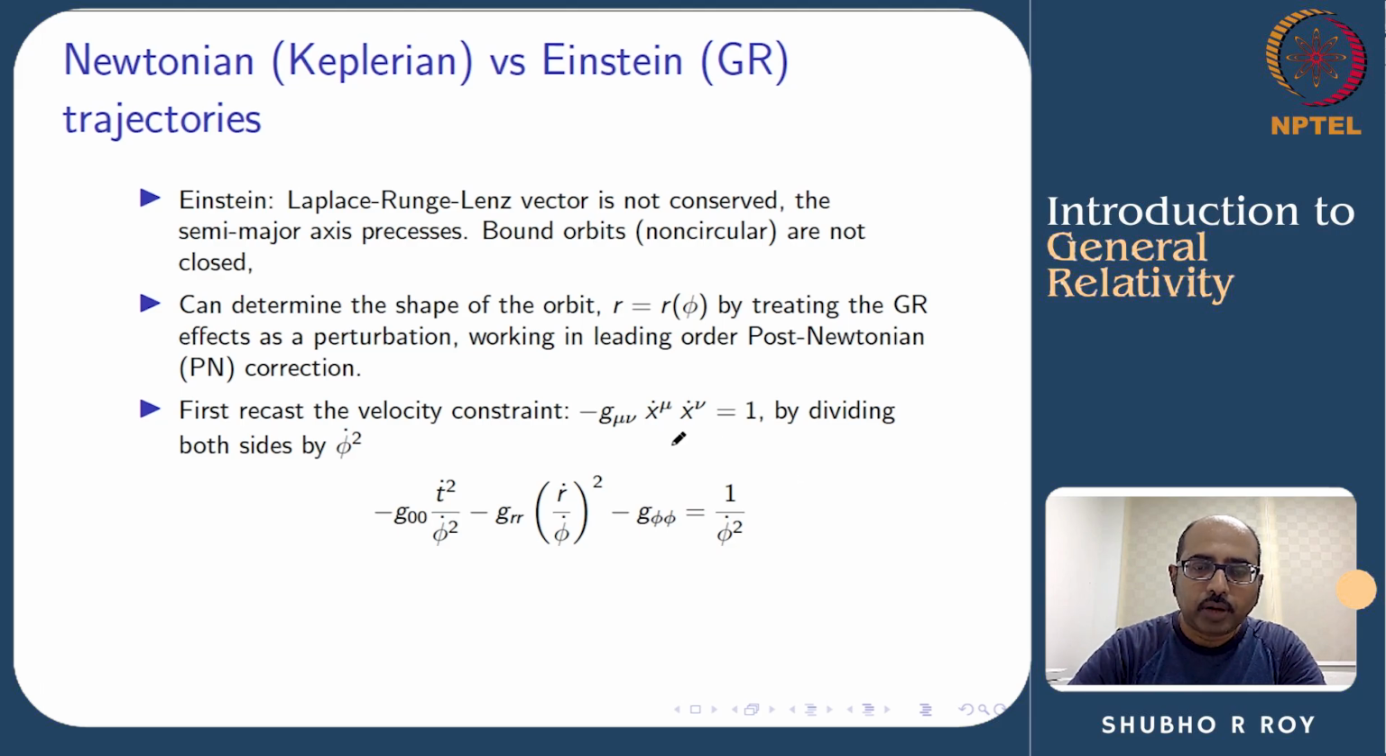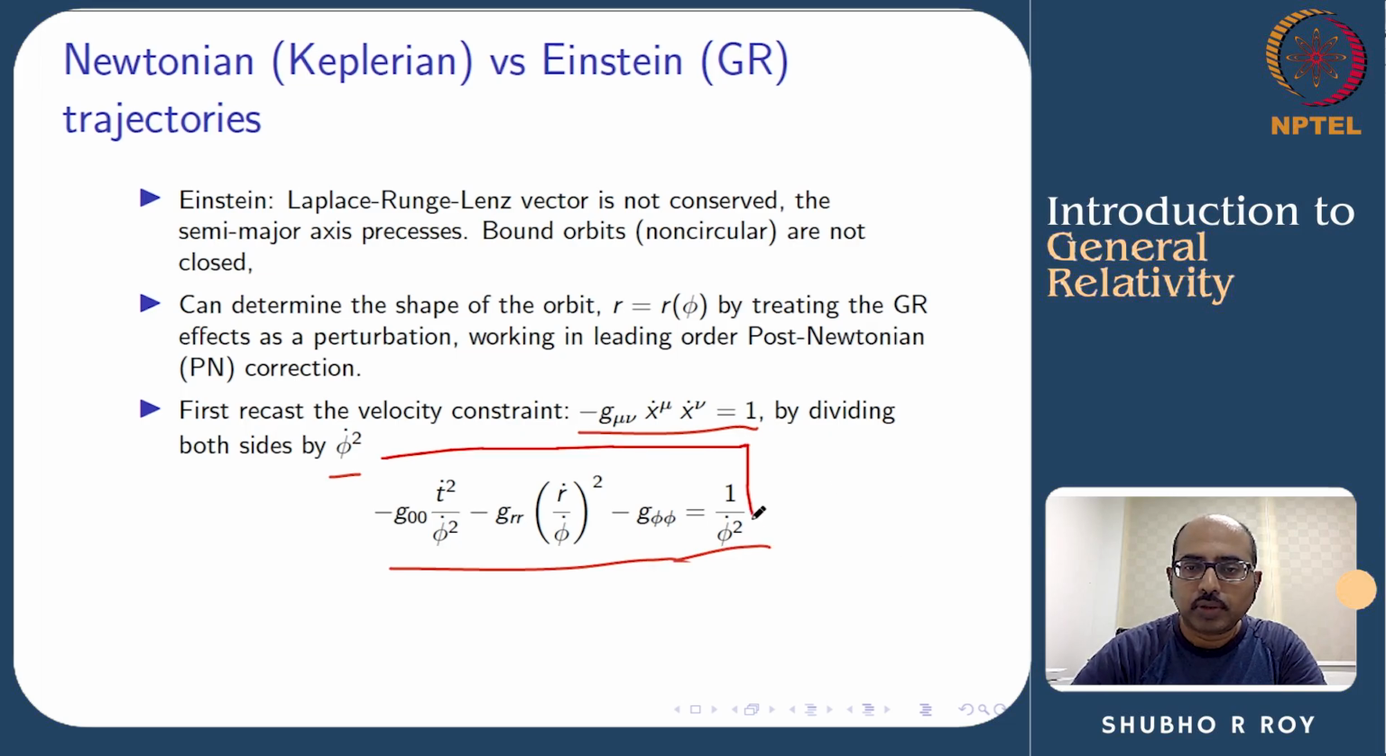As I said, we are interested in the orbit. So we are not solving for r as a function of tau, but the shape of the orbit is given by r as a function of the azimuthal angle on the plane. For that, again, we appeal to the velocity constraint, which I've written here. If you divide both sides by phi dot squared, then you get this equation inside the box.